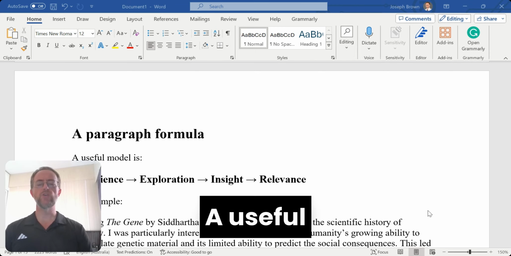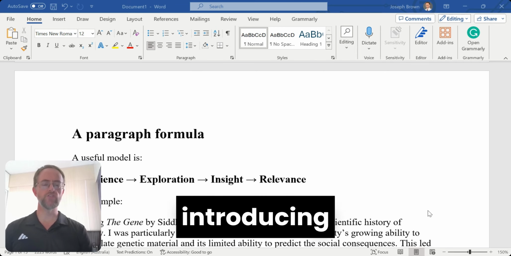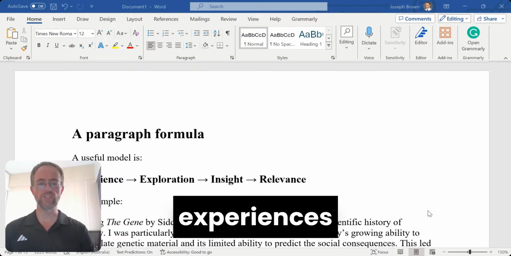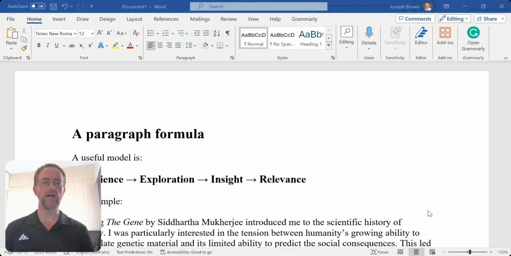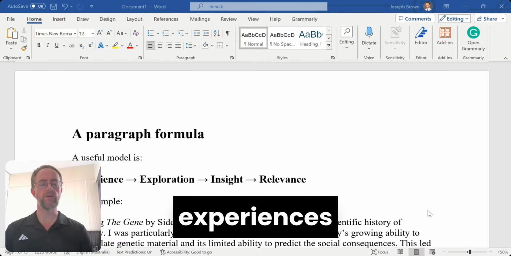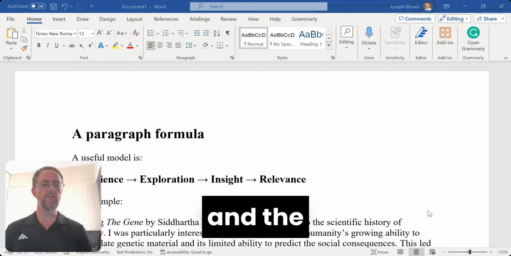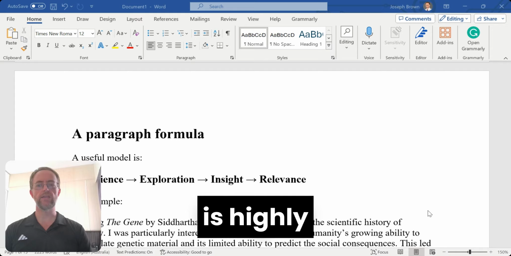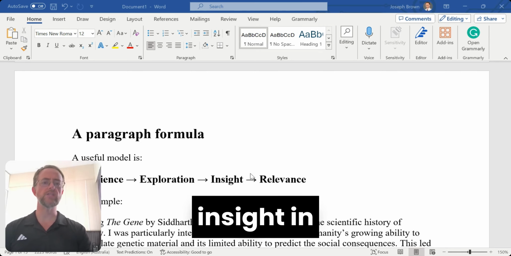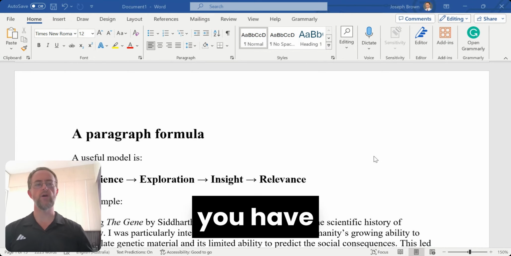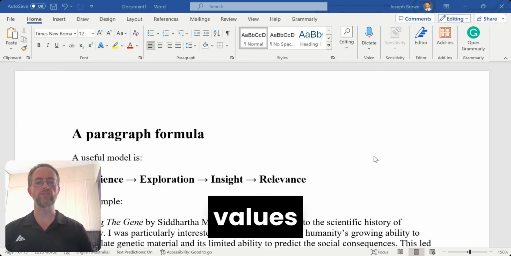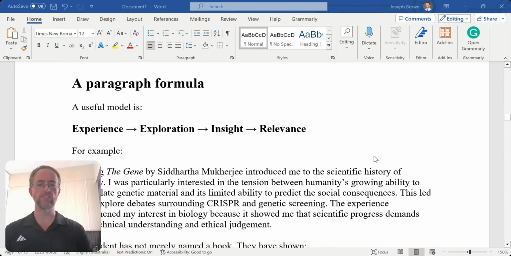you can just follow. A useful model is the idea that you're introducing yourself and that you want to show through your experiences that you have these traits and qualities, but also that you've got reflection, and you can show through these experiences that you have the qualities and the values that this university is highly valuing. So you want to think of experiences that you can explore deeply, that have given you insight in a relevant way, that shows that you have the qualities and the traits that a university wants, and also that you have the values that they're really going to enjoy having at their university.